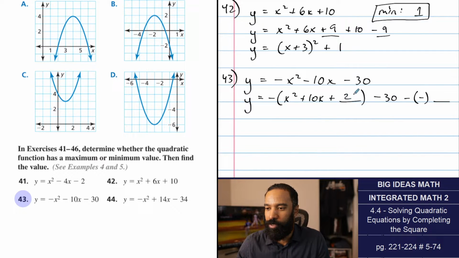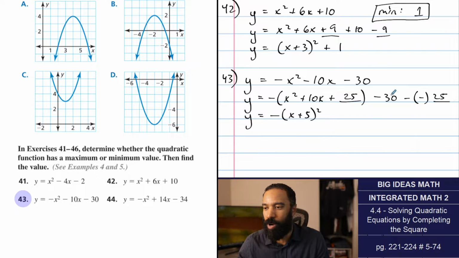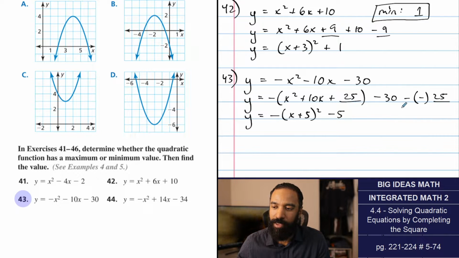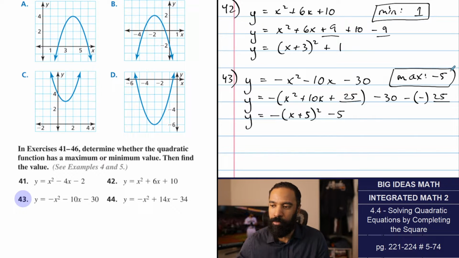10 divided by 2 is 5. Squared is 25. So we are, as little as this part matters, going to factor that down in x plus 5 squared. Now we have negative 30 plus 25 minus the negative. Negative 30 plus 25 is negative 5, and that negative 5 is the answer. We have a max at negative 5. This graph does go upside down from that.